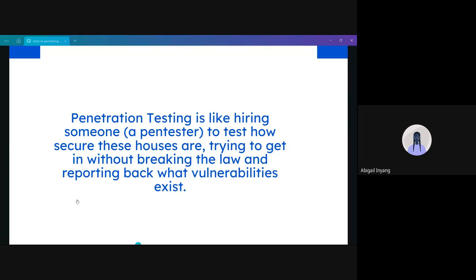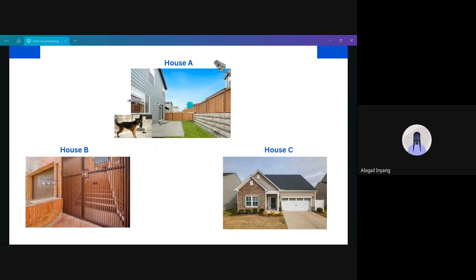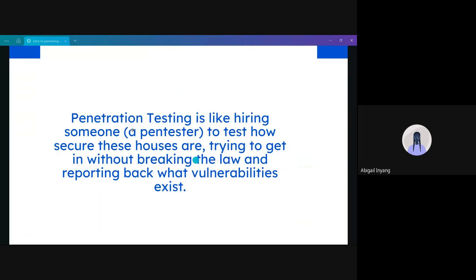So when you successfully hack into house A, you've gained access to house A, right? You're going to report back to the company: this is how I was able to bypass the guard dog, this is how I was able to bypass the CCTV camera, this is how I was able to jump past the fence, and this is what I did to get access to the house. These are the things you're going to write in your report when you're reporting back to the company, and then you recommend ways that the company can go about fixing the vulnerabilities that you discover.